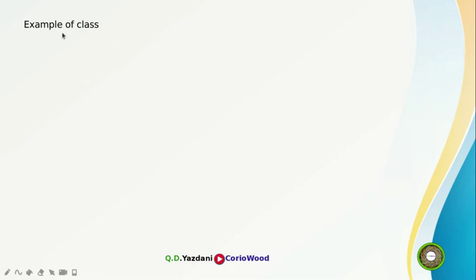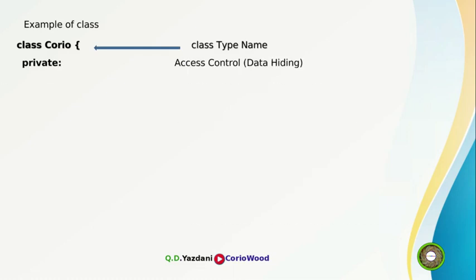Okay, so we have an example of a class. We have a class, class type name. When you want to declare your class, you start with the word class first, and then you can name your class whatever name, whatever you want. Tree, you can name it car, you can name it building, sky, whatever you want to name it. So that's what your class type name is.